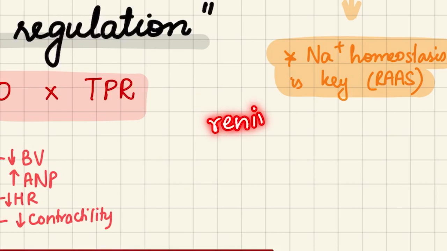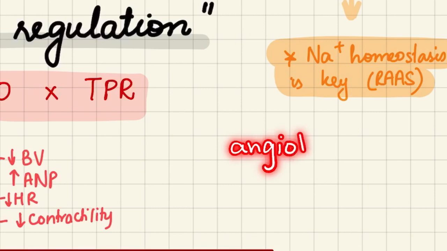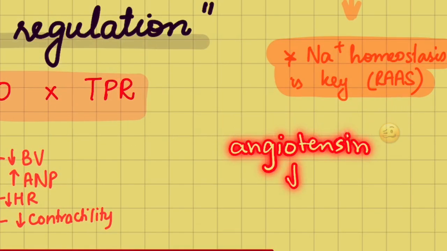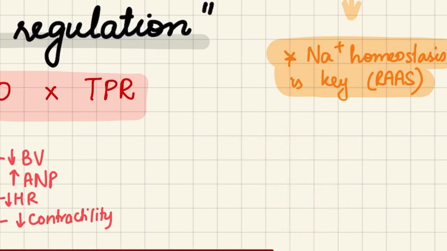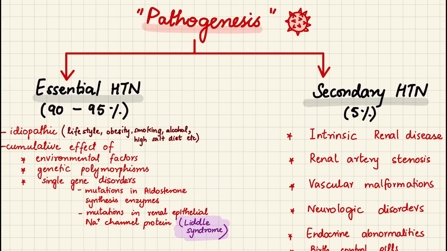And just as a recap, renin is released by the kidney in response to low blood pressure, which through a sequence of events is eventually converted into angiotensin 2, and this is going to have many functions such as vasoconstriction, sodium reabsorption, stimulation of thirst center, and sympathetic activation, all in a way that the blood pressure is increased. Now let's see the pathogenesis.